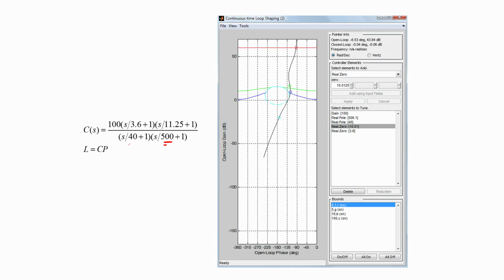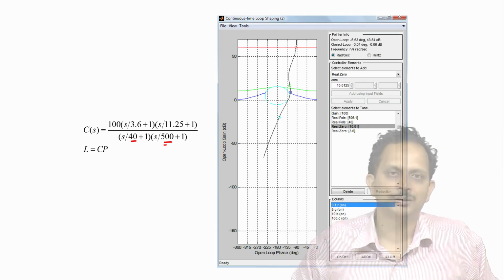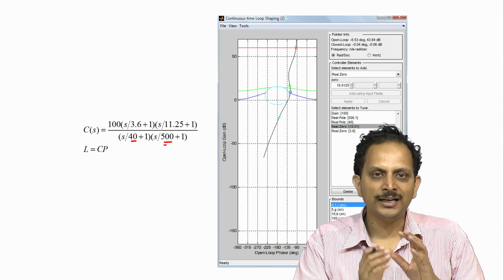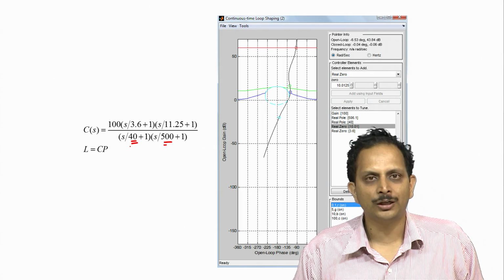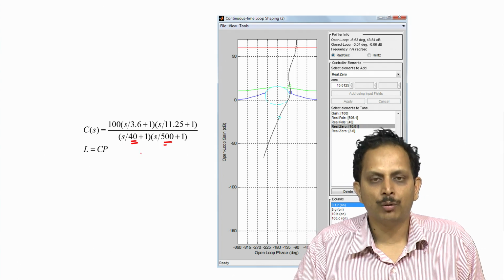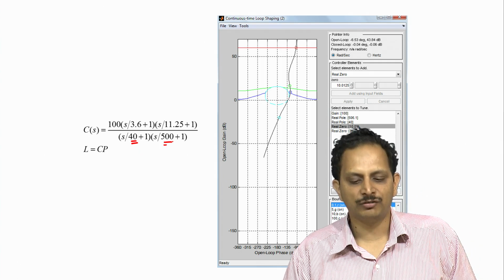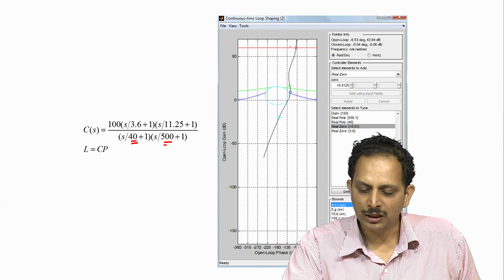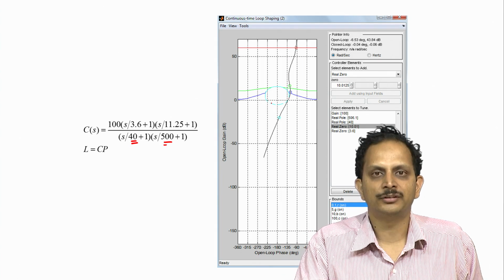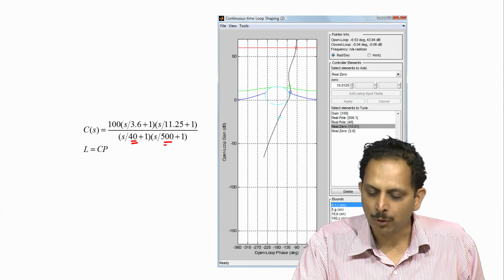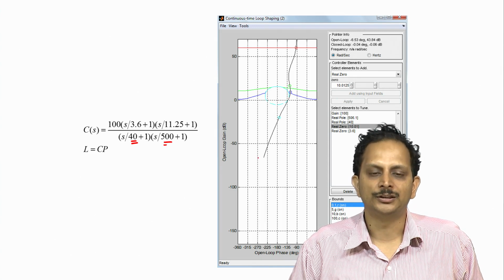Each time the location of this pole is changed, the software will reveal the manner in which the loop shape changes, and by interactively doing this I discovered that the pole at omega equal to 40, and the pole at omega equal to 500 ensure that all the performance specifications have been met, and the forbidden circle which is required for stability is just avoided by the loop shape.